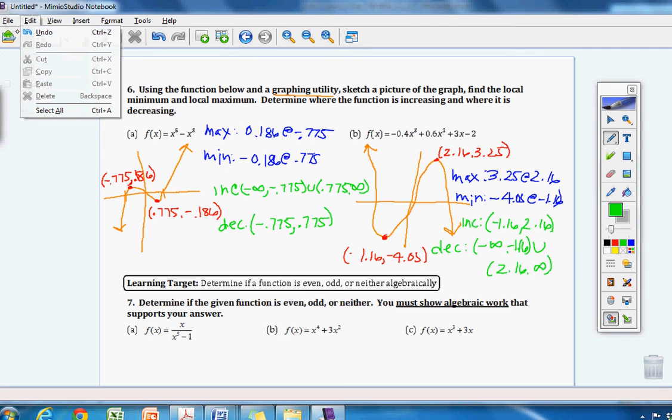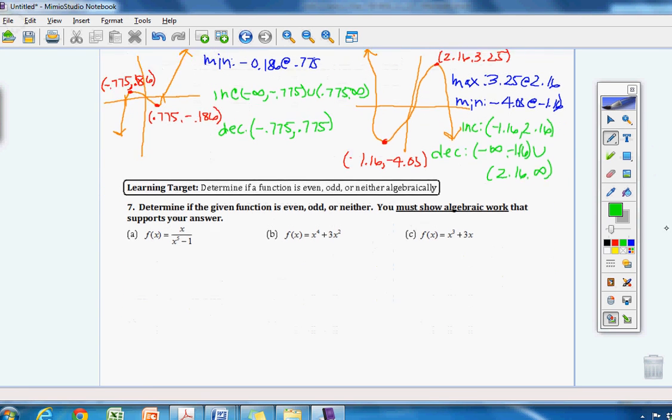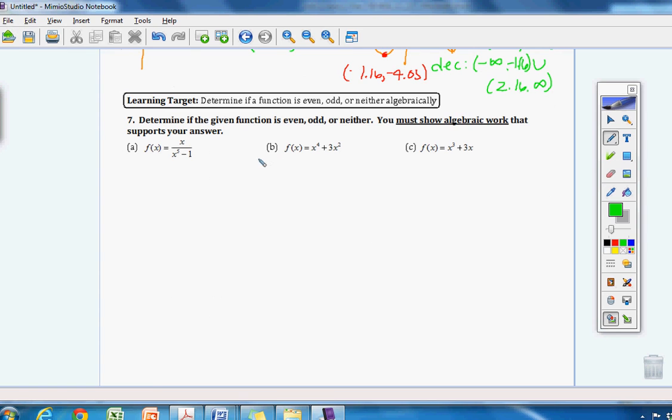All right, I'm going to save this and then keep going. Here we go. Even, odd, or neither. This is pretty quick. So determine if your function's even, odd, or neither. How we do that algebraically is we plug in a negative x value, and we want to figure out what's going on with our signs.